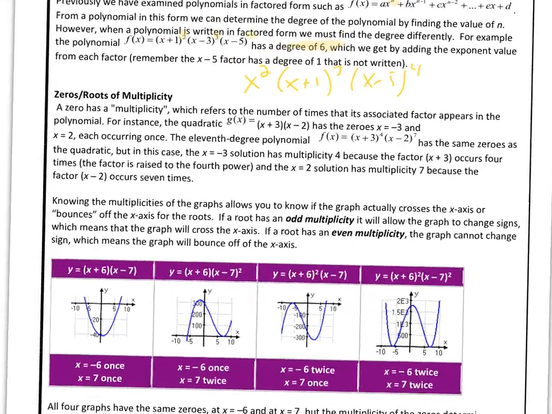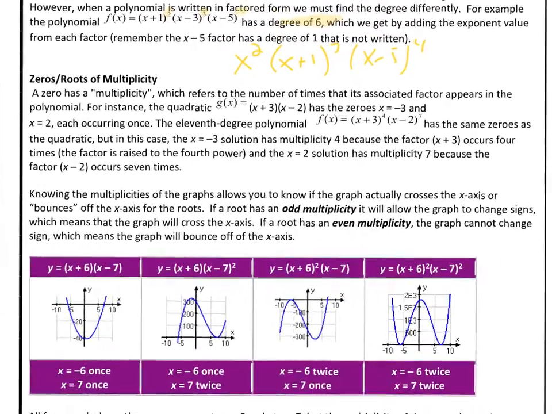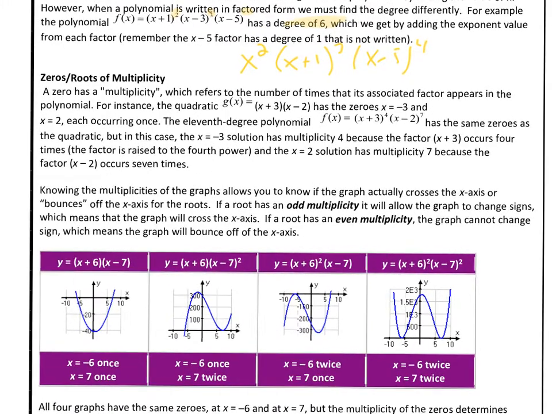The roots, the zeros of multiplicity, a little bit more challenging. So we start off with this first one. We're talking about x plus 3 and x minus 2. That's obviously going to have zeros at negative 3 and 2, each occurring one time.